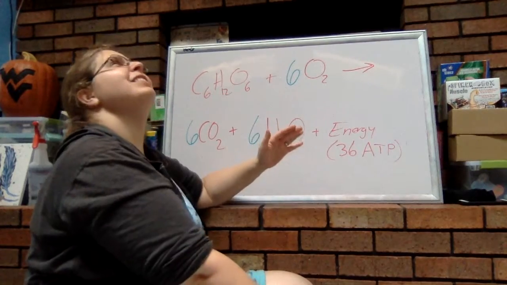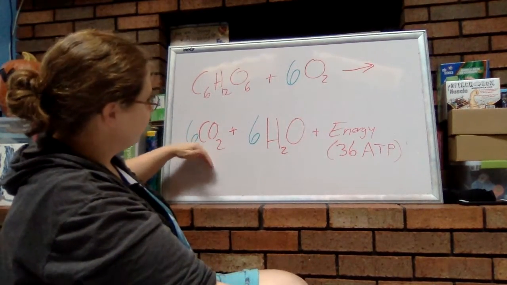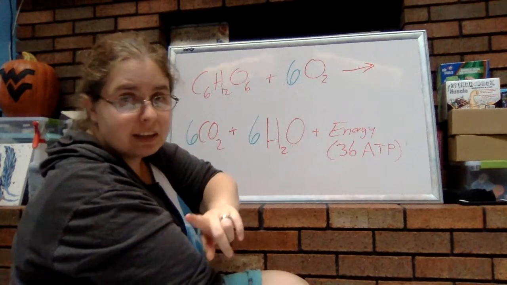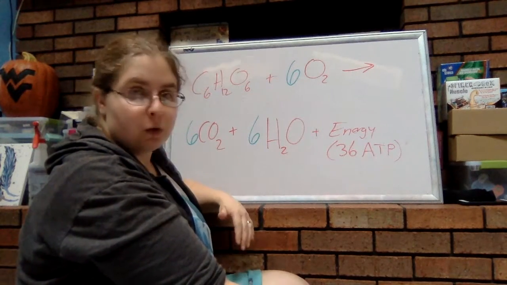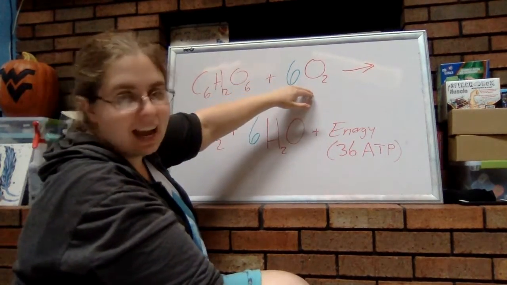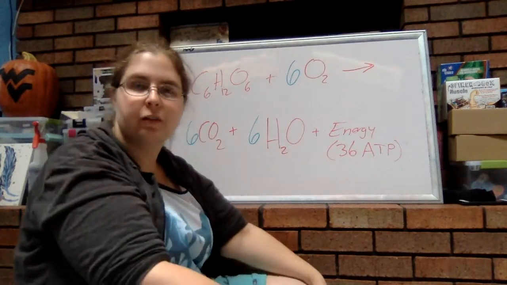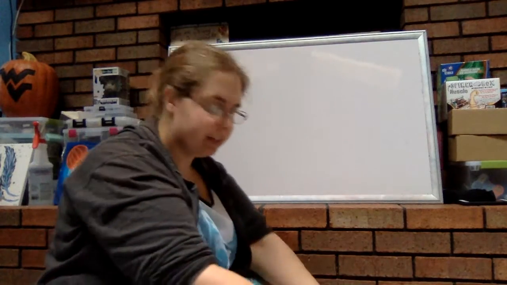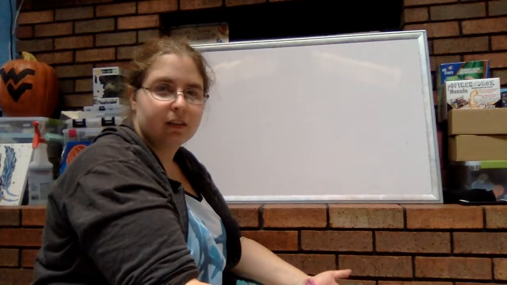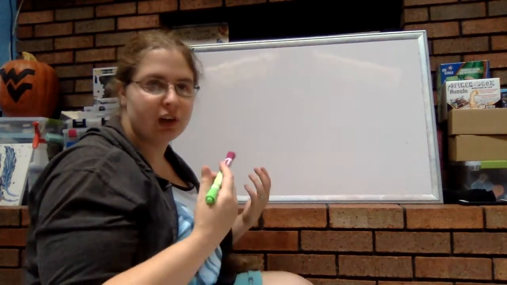Now, this reaction kind of looks a little bit similar. It should. It's the exact opposite of photosynthesis. In photosynthesis, 6 carbon dioxide plus 6 water plus energy, but in the form of sunlight, gave us 1 glucose plus 6 oxygen. In cell respiration, 1 glucose plus 6 oxygen will give us 6 carbon dioxide plus 6 H2O, or water molecules, plus energy in the form of 36 ATP. All right. So that is our reaction. Now, that's also why a lot of times people say that photosynthesis and cell respiration are opposite reactions, because in terms of their reactants and products, they pretty much are just flipped around.